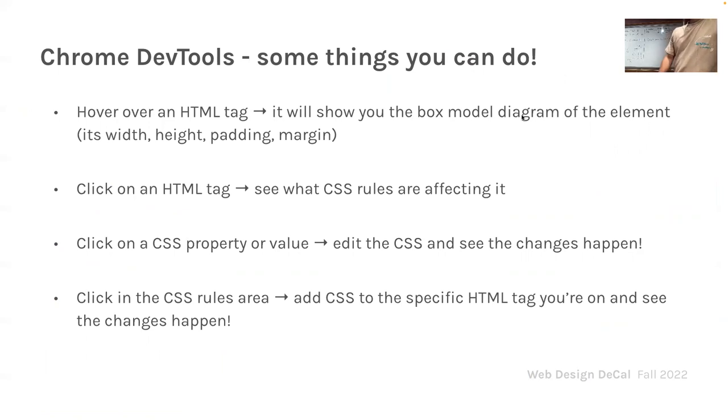These are some things you can do with Chrome DevTools. When you hover over an HTML tag, it shows you the box model diagram, which is how wide the content is in pixels, and the padding, margin, and border. You can also click on an HTML tag to see which CSS rules are affecting it, as you saw before. You can click on a CSS property or value to edit the CSS, add properties, and see how it looks. And if you click into the CSS rules area, you can add CSS for specific HTML tags and see what changes happen.